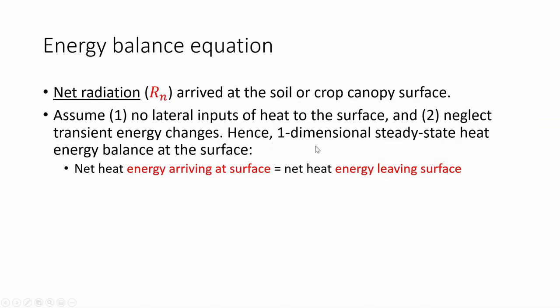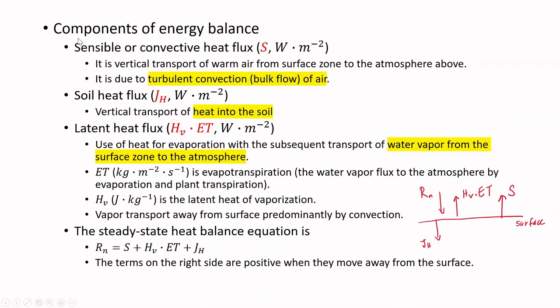We assume a one-dimensional steady state heat energy balance at the surface, so we can construct the equation based on the assumption that net heat energy arriving at the surface equals net heat energy leaving the surface. What is coming in is what is going out, so that we can form a steady state energy equation. So let us look at the components of energy balance. There are a few components. There are three.